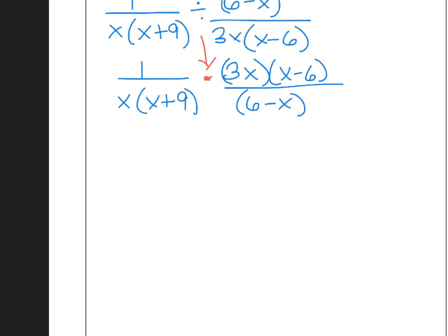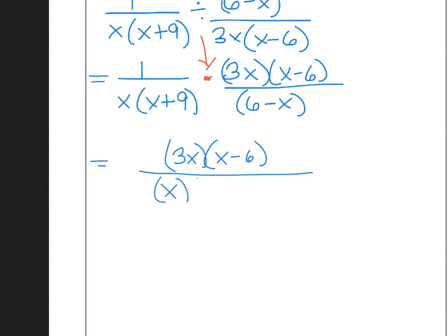So I have 1 up top times 3x times x minus 6. And in the denominator, I have an x, I have an x plus 9 and a 6 minus x. Now what can we simplify here? I can definitely see that we have an x that can reduce to 1, and be on the lookout for this type of thing. x minus 6 and 6 minus x, they are opposites of each other. So when I reduce that, I'll have a -1, and that looks like all we can do here.